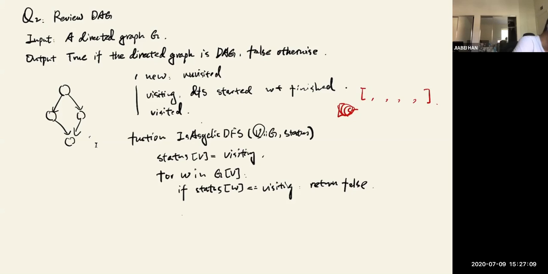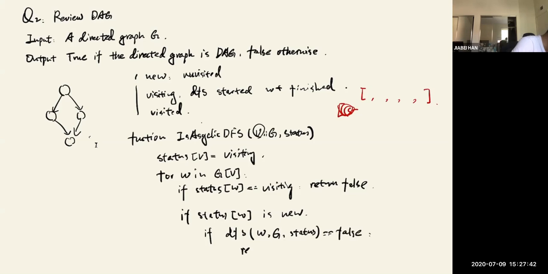And then if the status of W is new, then we apply the DFS. I'll just write DFS W, G here. And we just recursively call this function. And if there's a cycle in its children, we also return false.